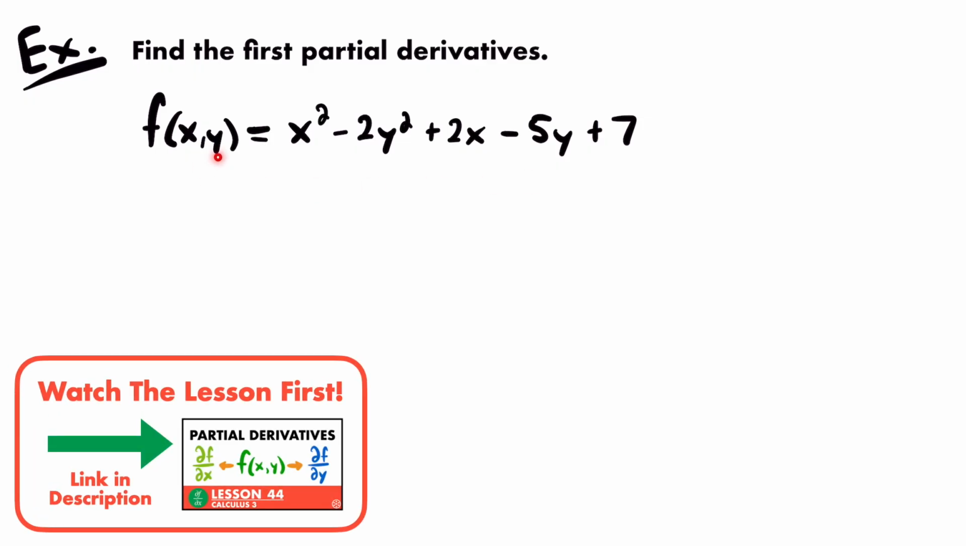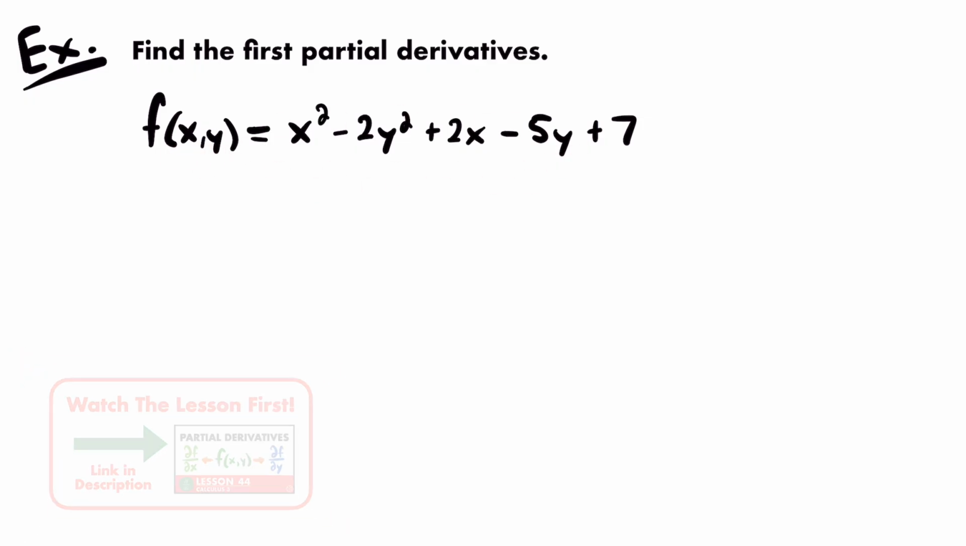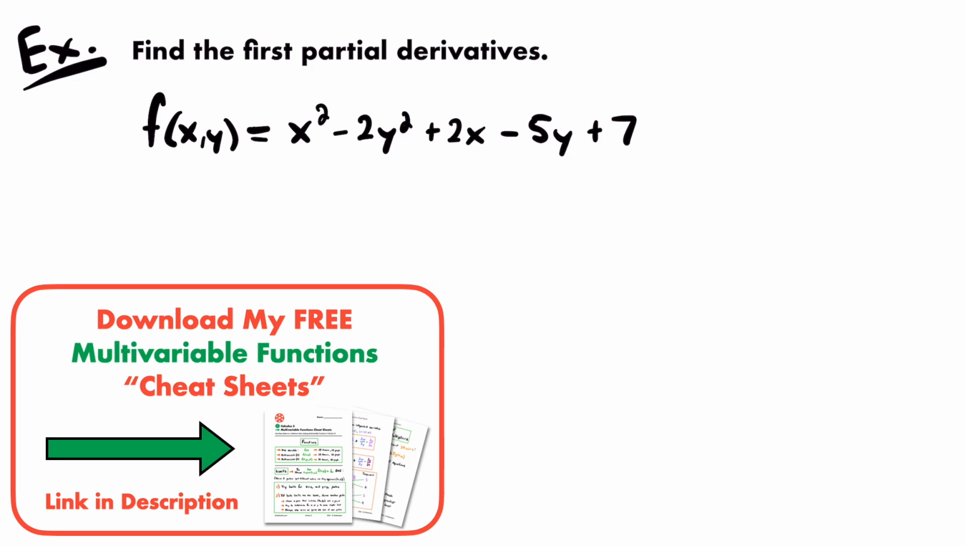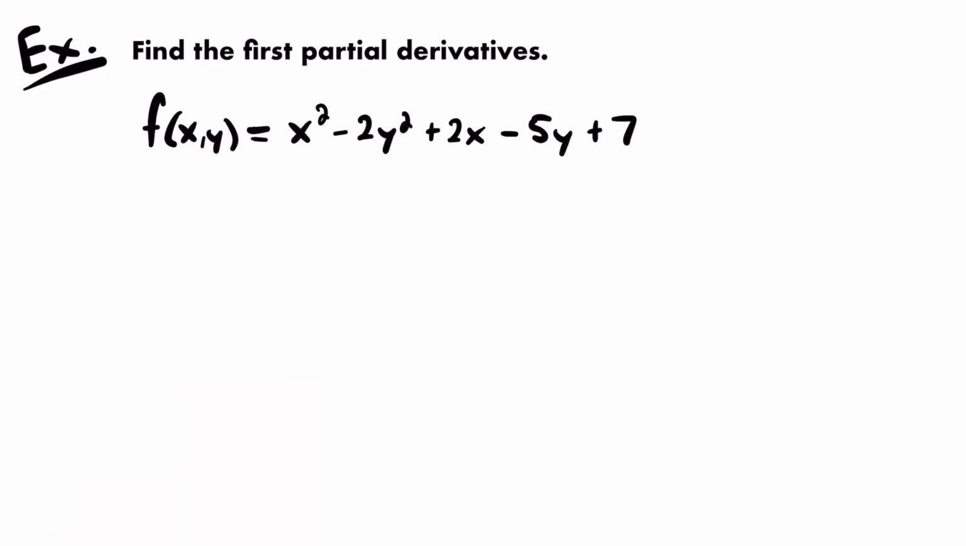All right, so for a multivariable function of two independent variables, there are two different partial derivatives we need to find that make up the first partial derivatives. In particular, we need to take a partial derivative for each of the independent variables. So we want to find the partial derivative with respect to x and the partial derivative with respect to y. And so let's start with the partial with respect to x.